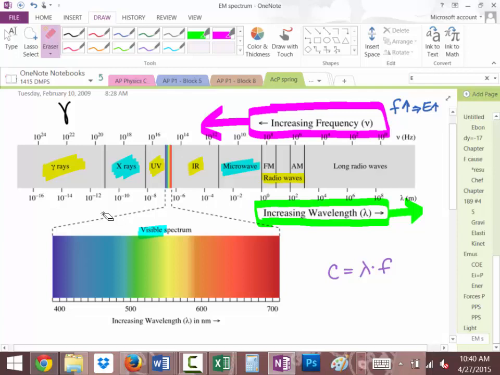What's the really big scary thing about ultraviolet light? What can it cause? It can cause cancer. What is cancer? It's a what? It's a mutated skin cell.